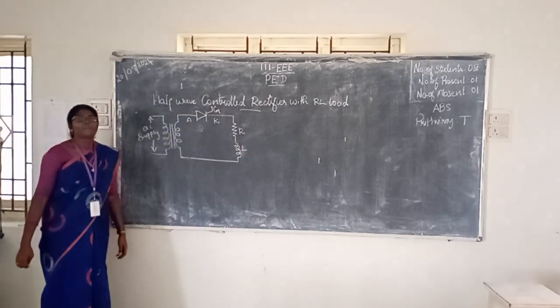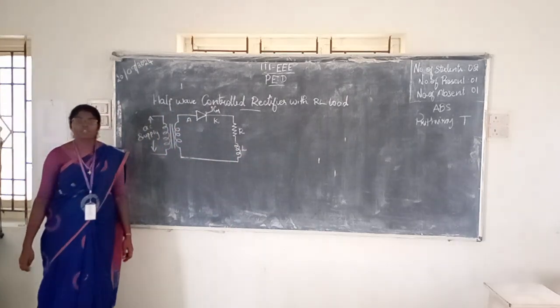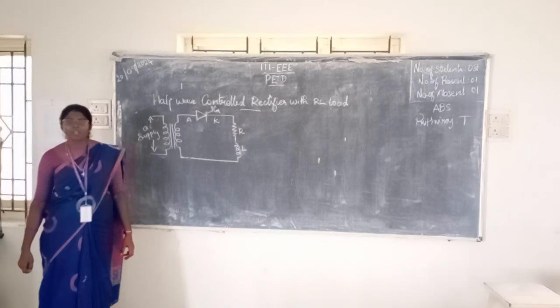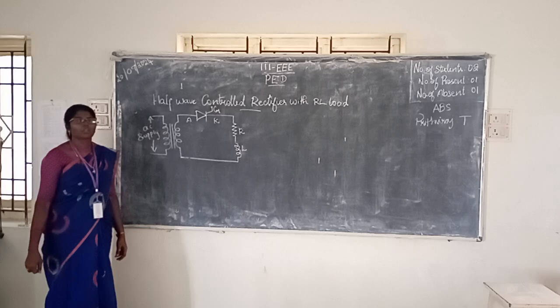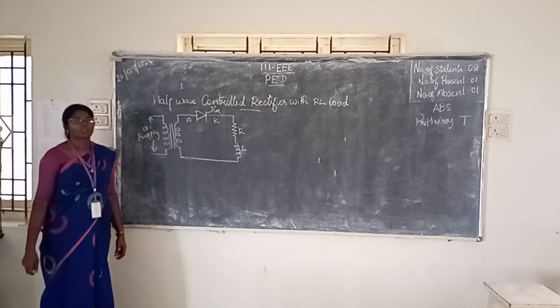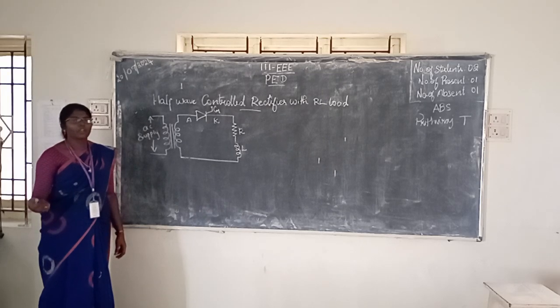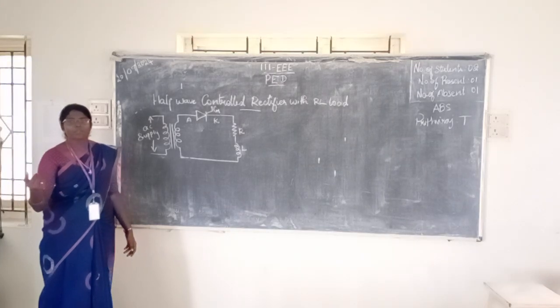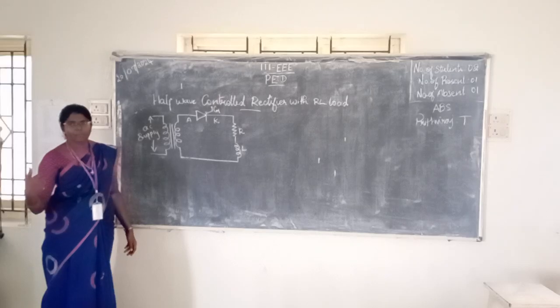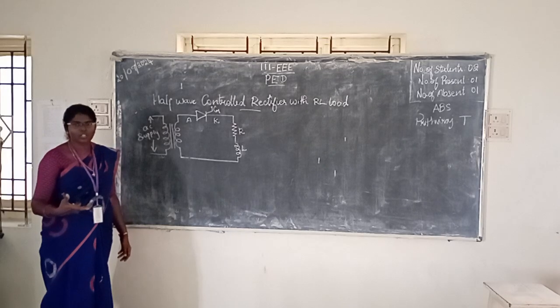We have seen the half-wave controlled rectifier with resistive load. A resistive load can be, for example, a bulb or lamp. It absorbs some value of current, and it is functioning.